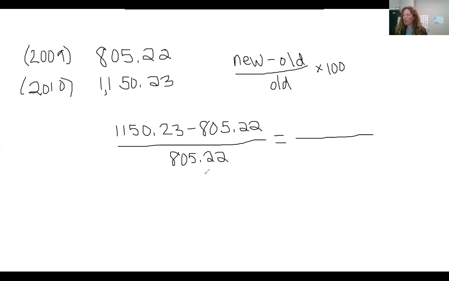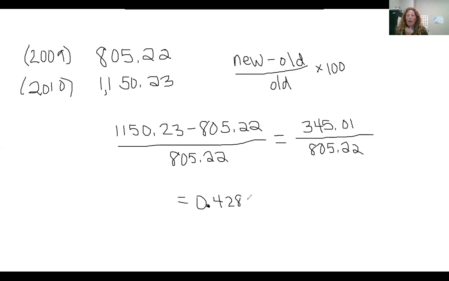Here we go. Okay. Then I need to just calculate this part. When I calculate the numerator, I can subtract those and I get 345.01. And when I then divide that by 805.22, I get 0.428, my decimal, and lots of other numbers after that, but that's approximately what it is.